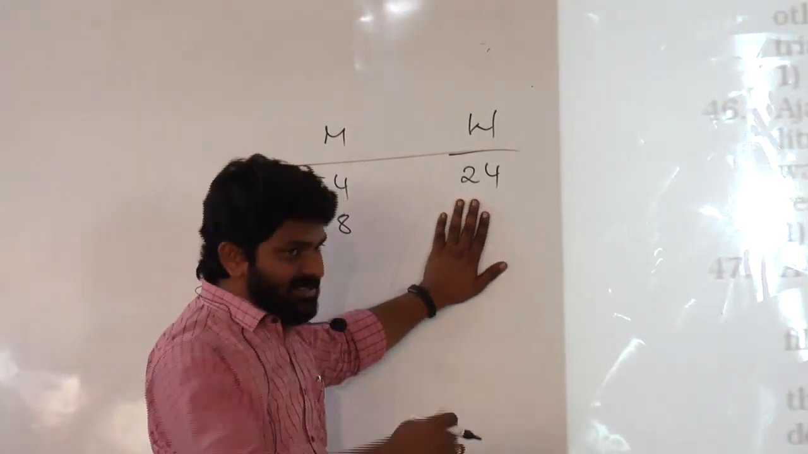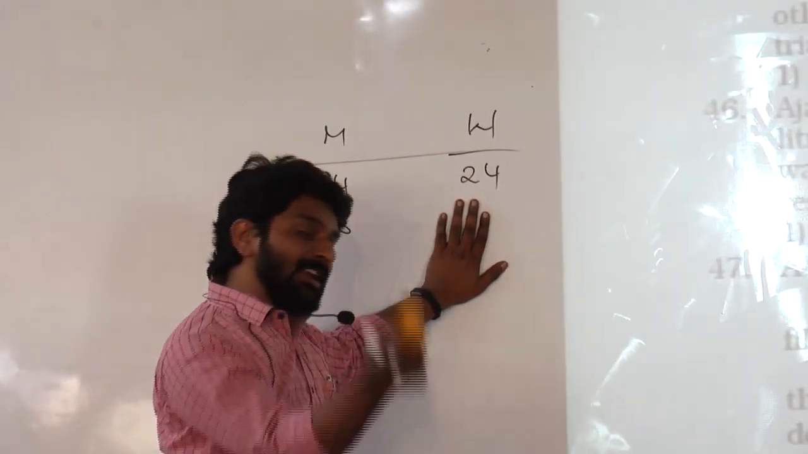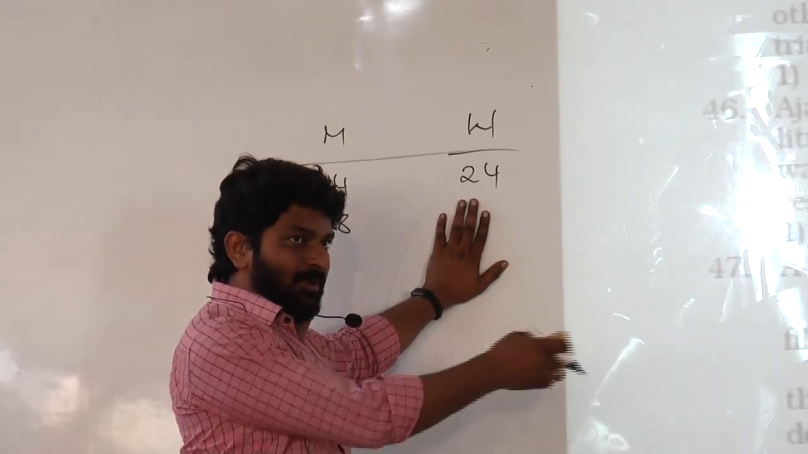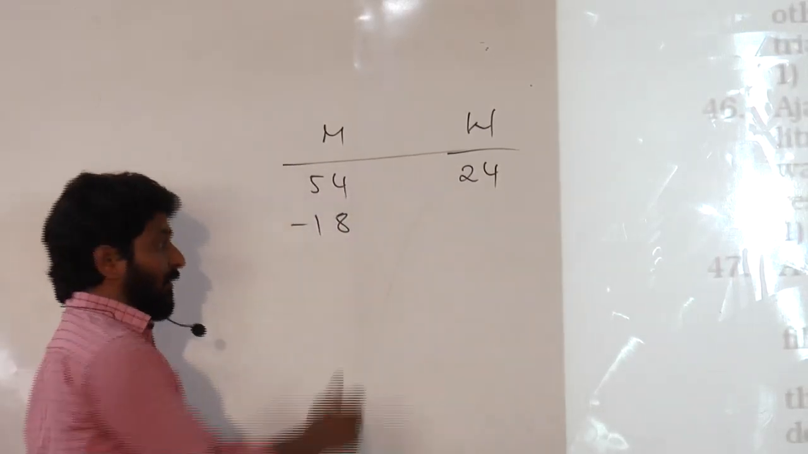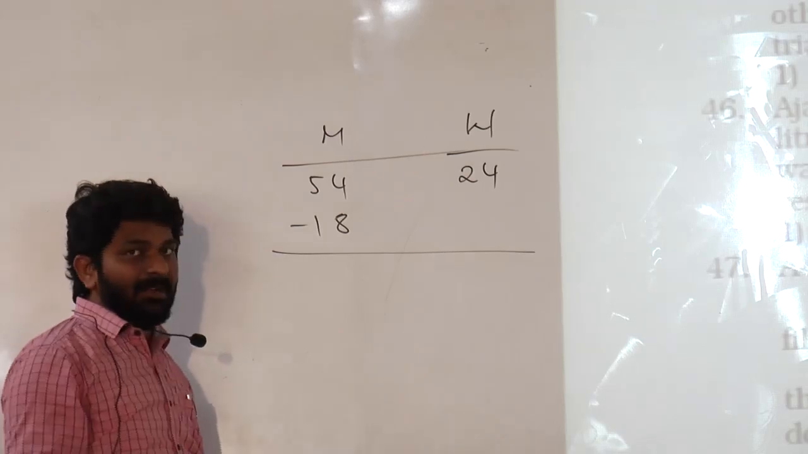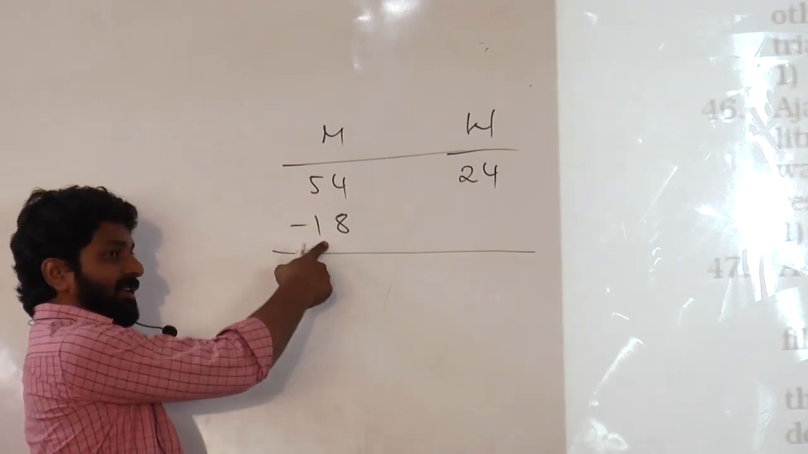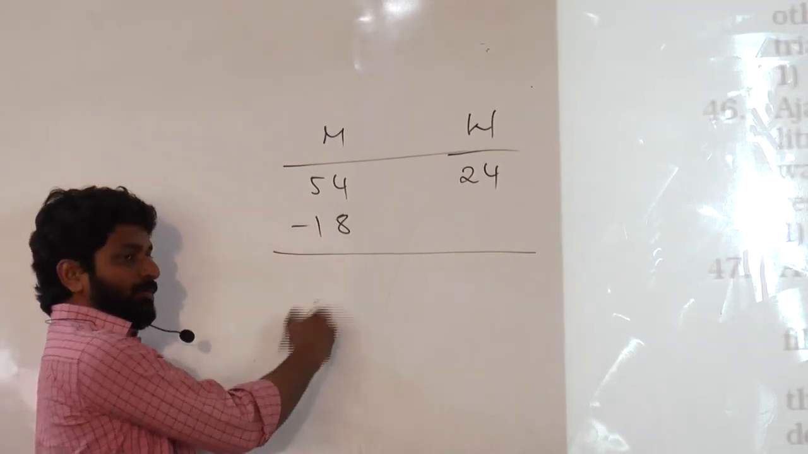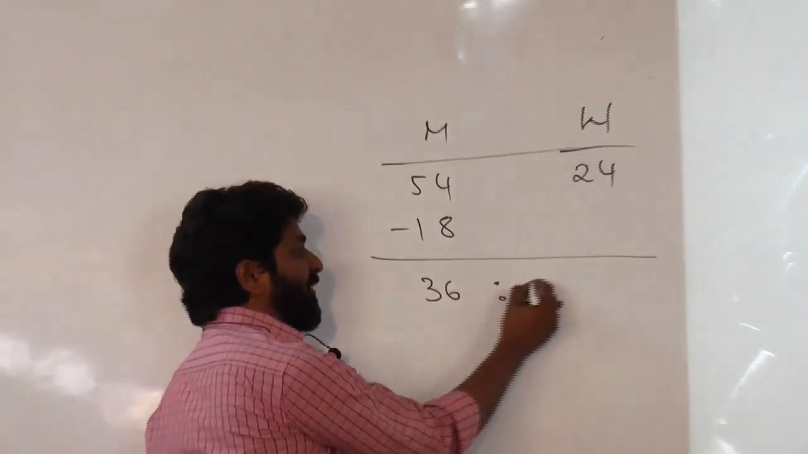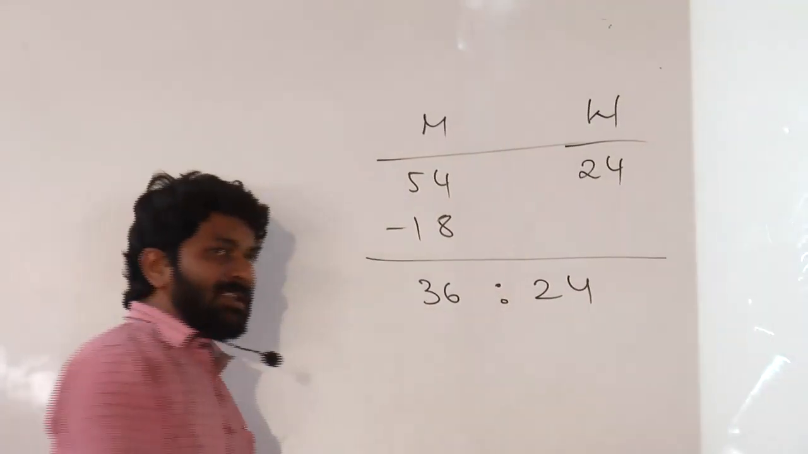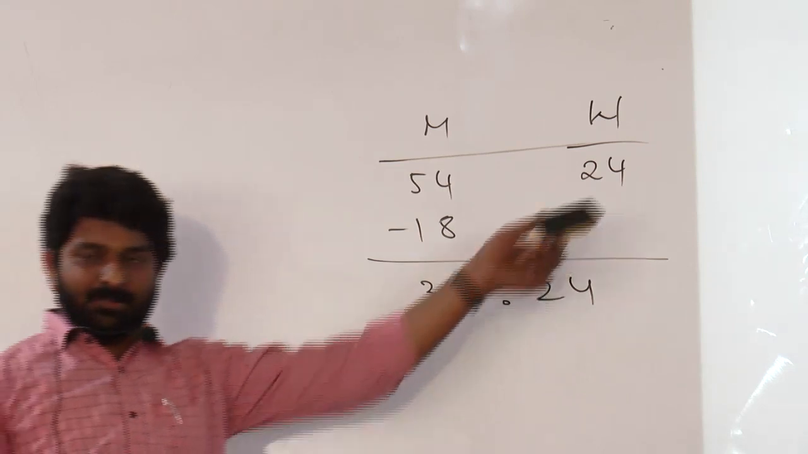8 liters of water is drawn, and then 8 liters of water is added. No change. Yes or no? So the final quantity of milk and water is 54 minus 18, which is 36, and water is 24 final. 12 cancels with 12: 3 times and 2 times, so the answer is 3:2.